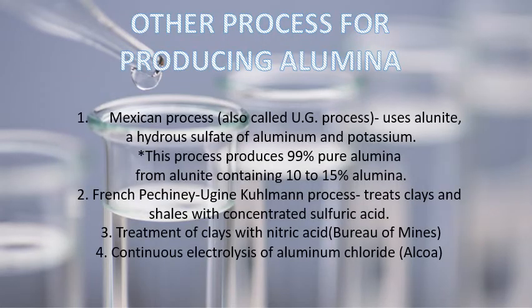Other processes for producing alumina are: Number 1, the Mexican process, which uses alunite, a hydrosulfate of aluminum and potassium. Number 2 is the French Pechiney. Number 3 is treatment of clays with nitric acid and continuous electrolysis of aluminum chloride.